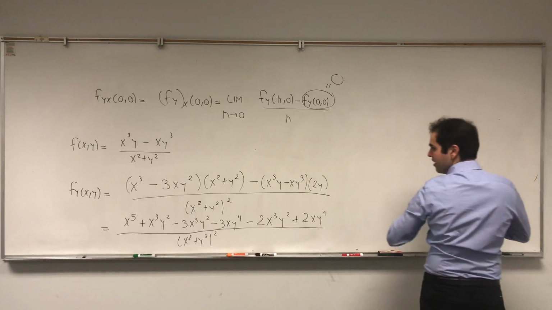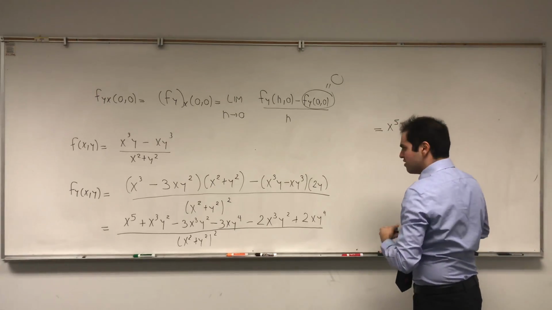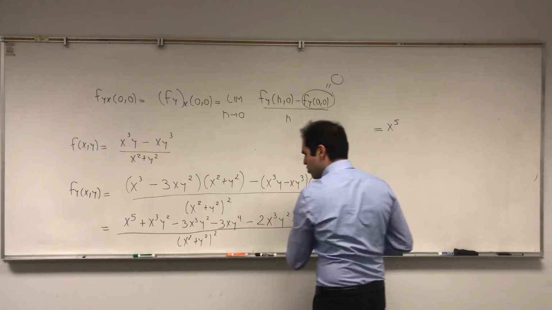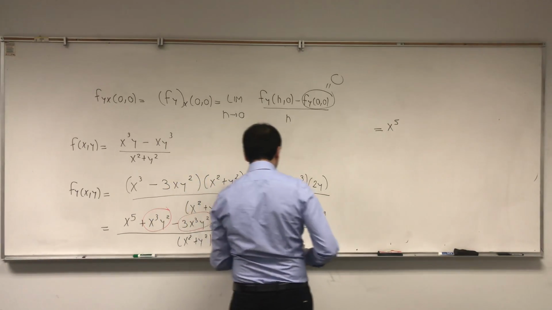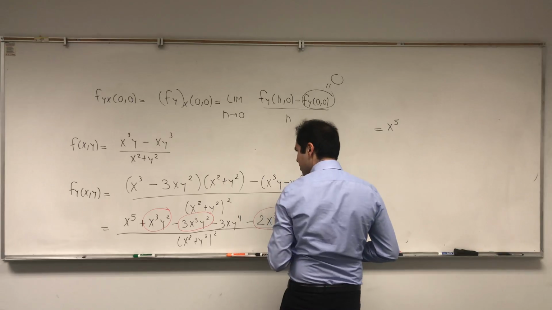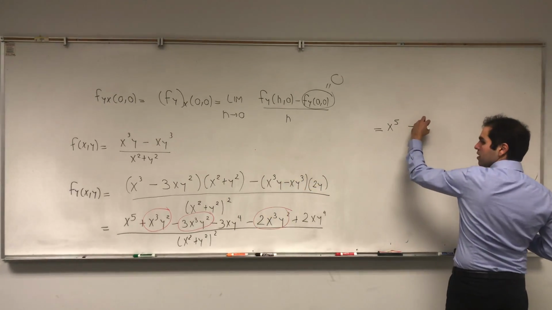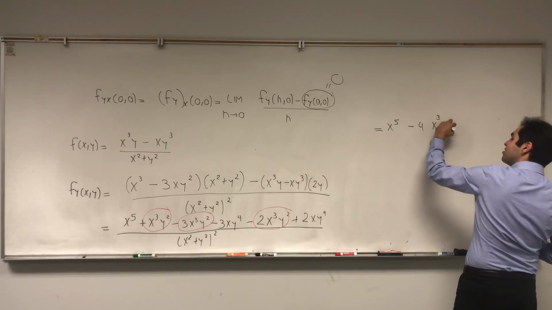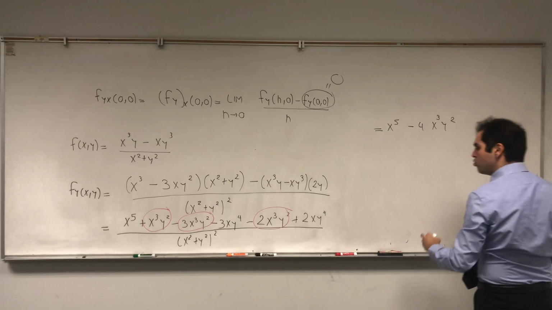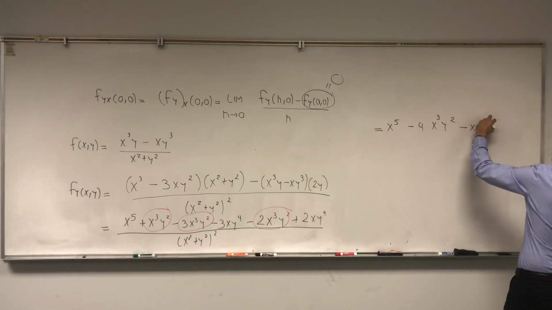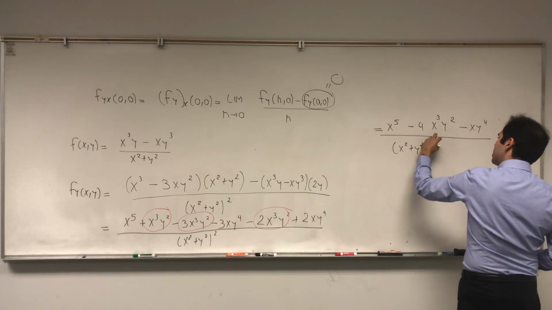Okay, so let's simplify this a bit. We still have x to the 5th. Now let's see, x cubed y squared. So we have one of this here, one of this here, and then one of this here. So 1 minus 3 minus 2, that's minus 4 x cubed y squared, and then minus 1 plus 2, so minus xy to the 4th, over (x squared plus y squared) squared.